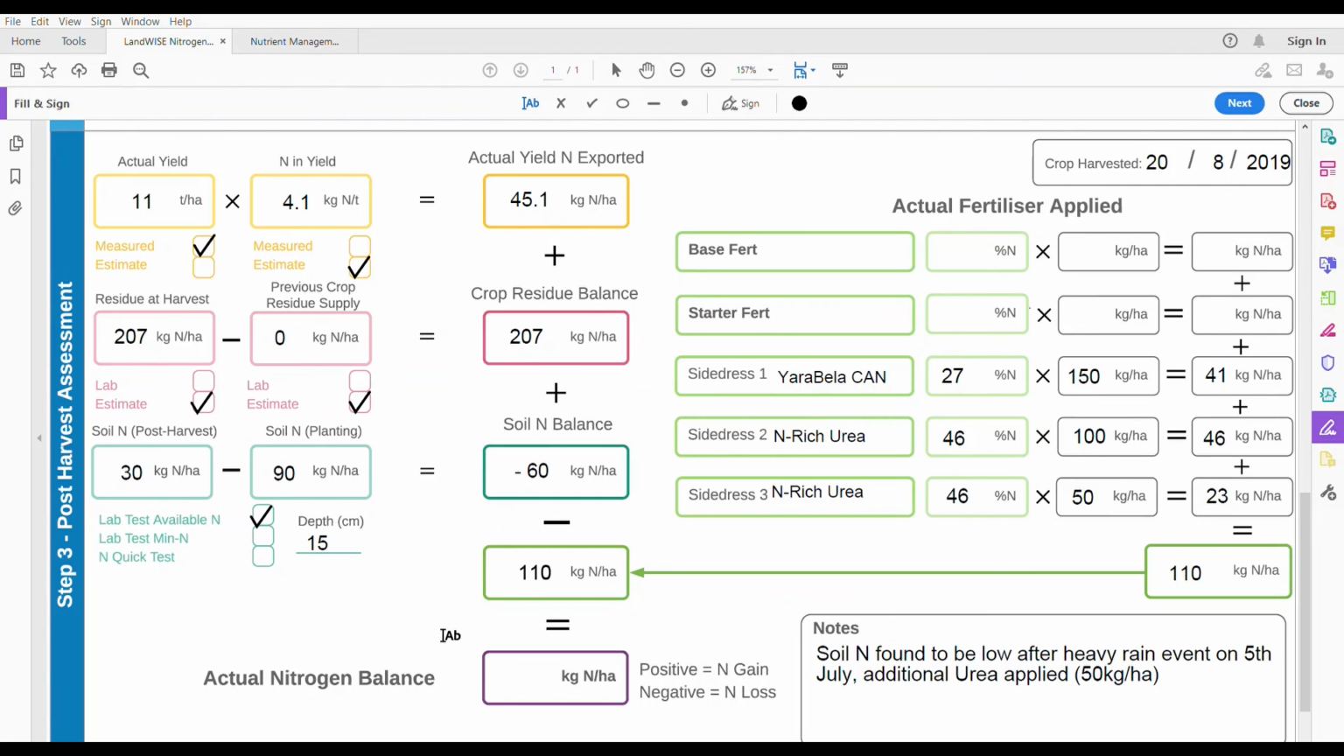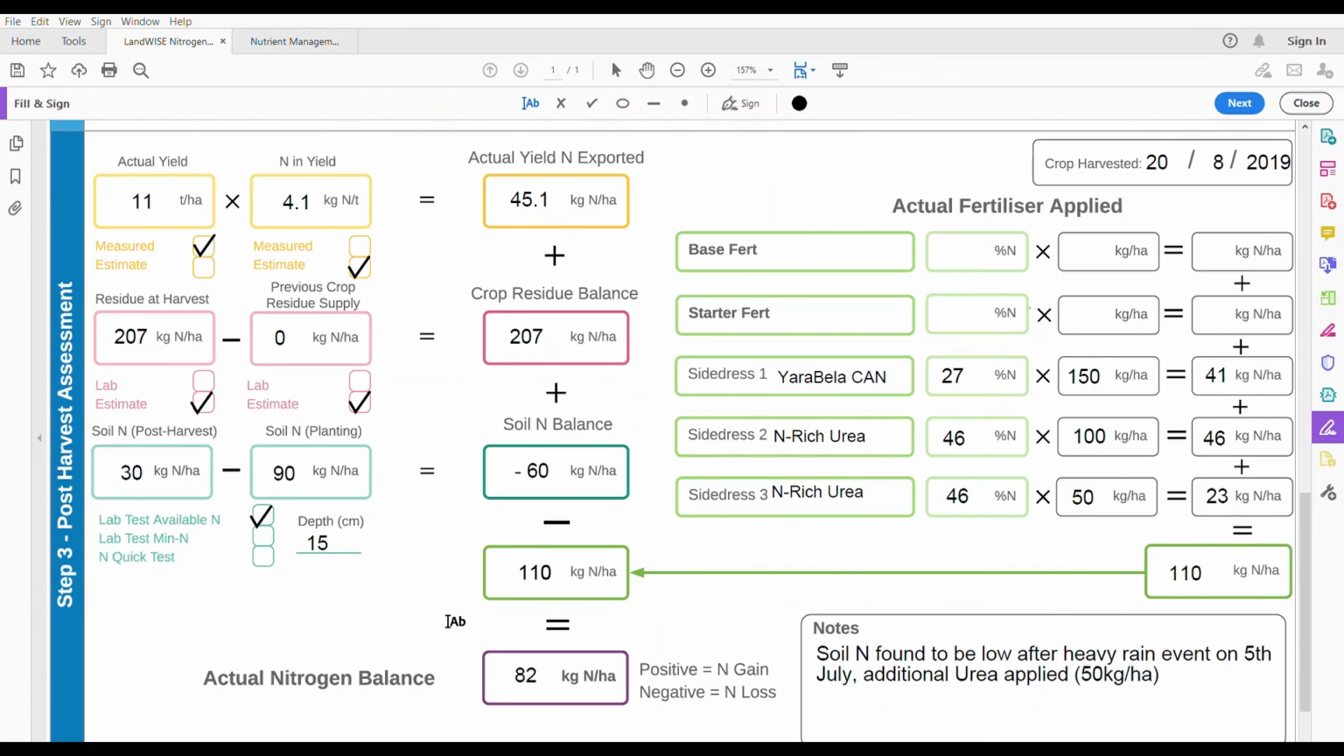Adding up the changes to the plant N pools of yield exported and residue left behind, as well as the soil N pool, then subtracting the fertilizer N applied, gives us the actual nitrogen balance. That is, the value of nitrogen change in the paddock. In this example, the actual nitrogen balance is 82 kilograms of N per hectare. This represents a nitrogen gain in the system.